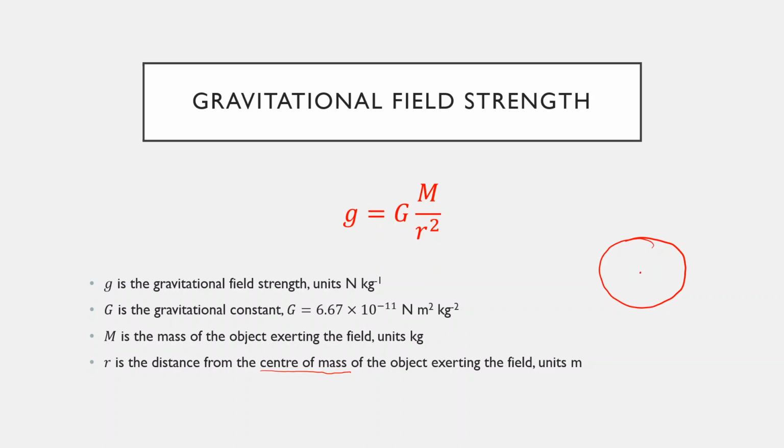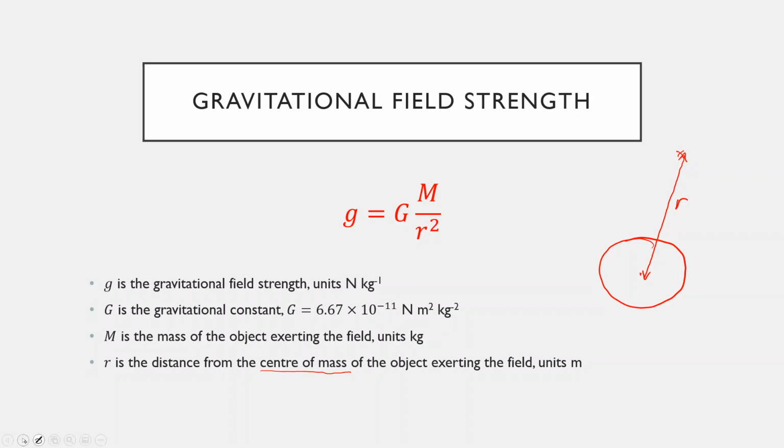Okay, so if I'm talking about finding the gravitational field at a point up here somewhere, then I need to find the distance between that point and the center of mass of the object. This value here is the R that we're putting in the equation. Okay? So this is how we can quantitatively work out a value for the field strength. Okay? Now let's just quickly talk about what this means here.